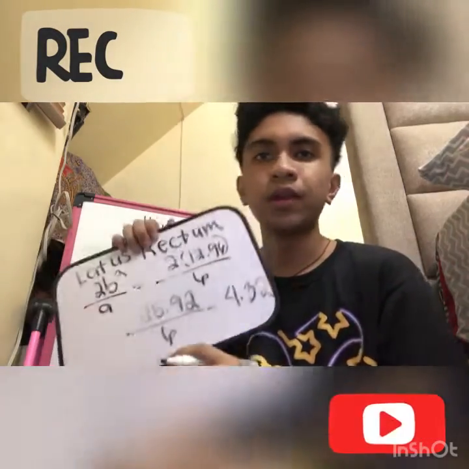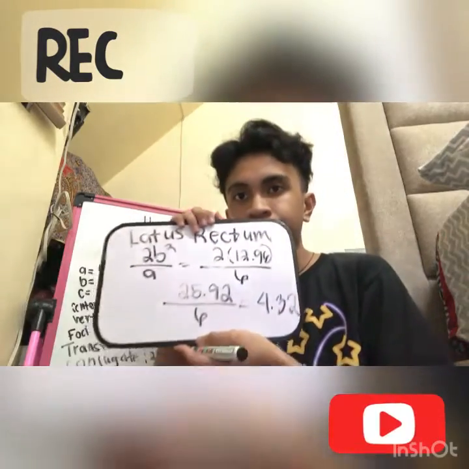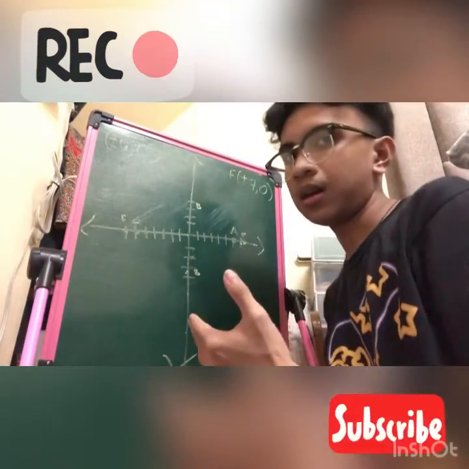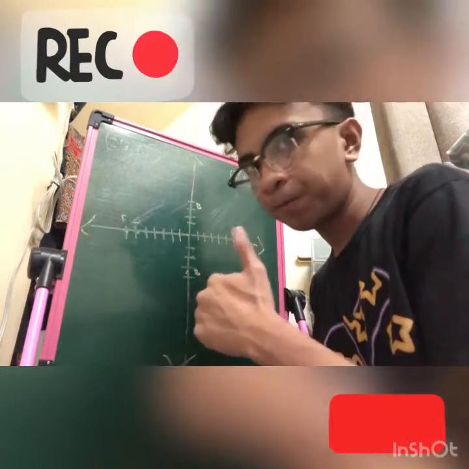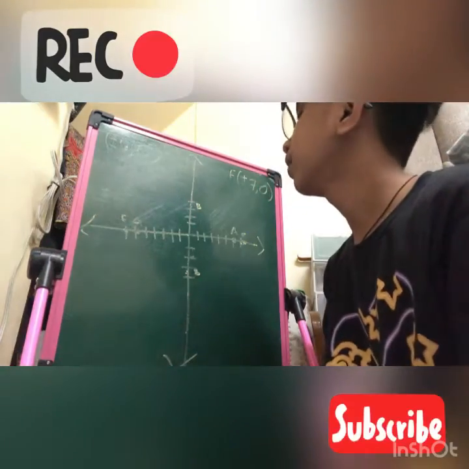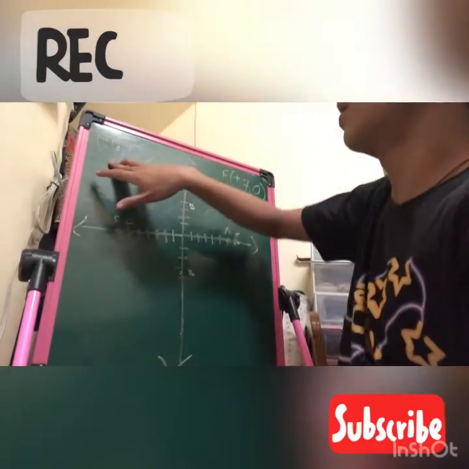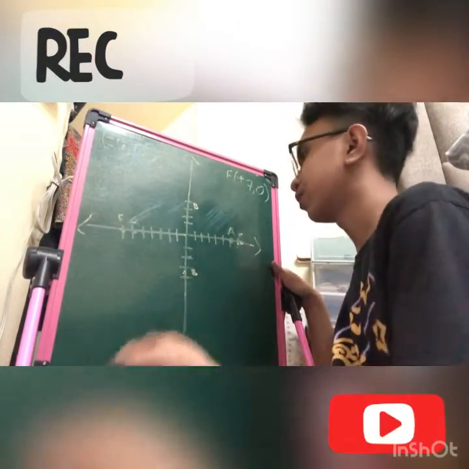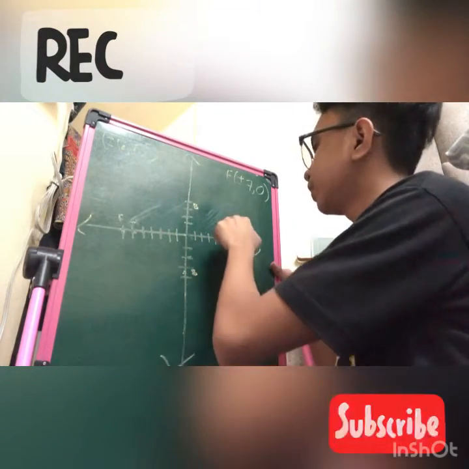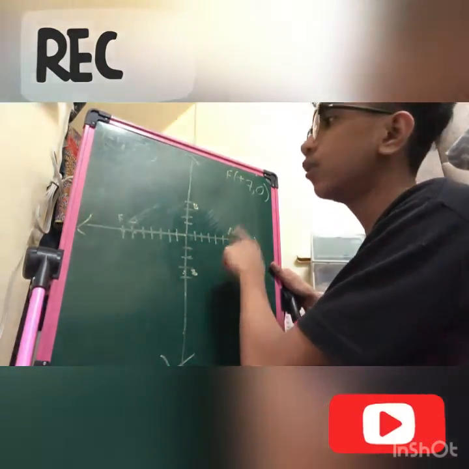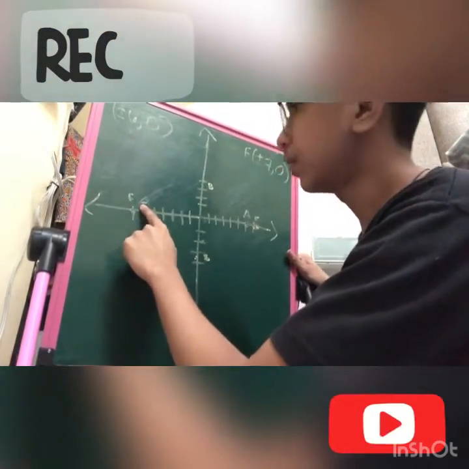Okay, so the latus rectum of the given equation is 4.32. After we find the latus rectum, which is 4.3 something, we graph the given coordinates. So A is the distance between the vertex and the center. So A is 6. So 1, 2, 3, 4, 5. This is the A. Also negative 6. This is the A, negative 6.